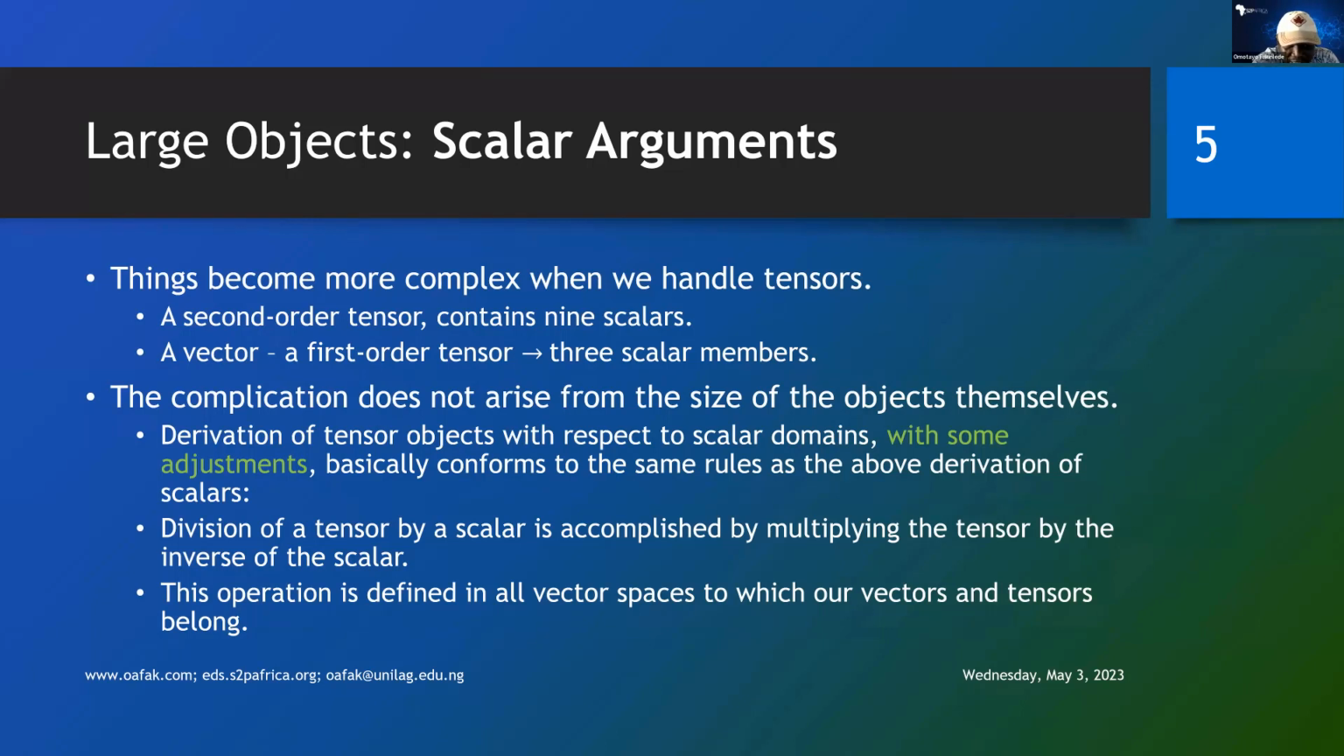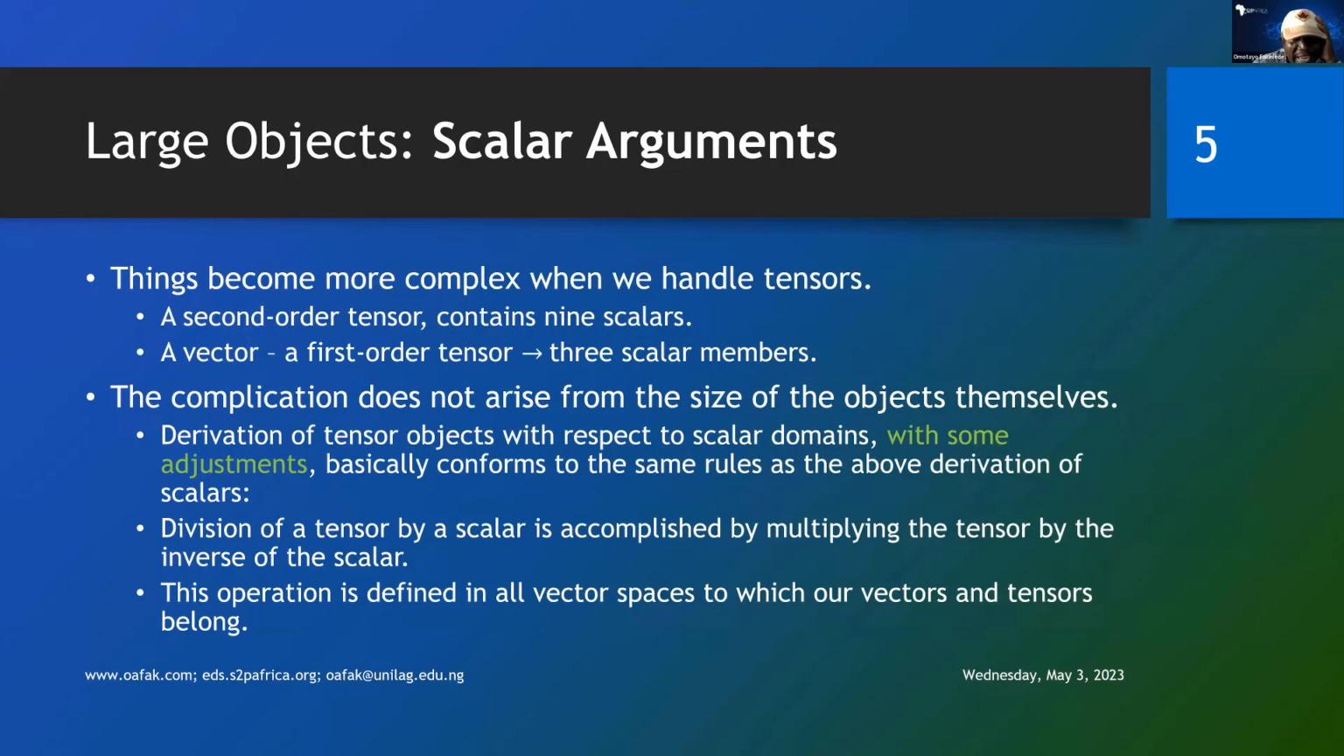Derivation of tensor objects with respect to scalar domains, with some adjustment, basically conforms to the same rules as the above derivation of scalars. Division of a tensor by a scalar is accomplished by multiplying the tensor by the inverse of the scalar. So you can always divide a tensor by a scalar. That is the same thing as a scalar multiple that is the inverse. That's all. This operation is defined. So you can always multiply any tensor or vector with a scalar. If you can multiply with a scalar t, you can multiply with the scalar 1 over t. Multiplying with 1 over t is the same thing as dividing by t. So that is all you need to do.